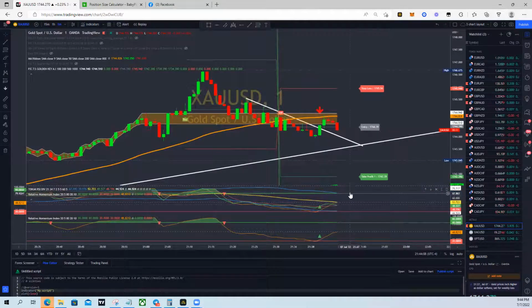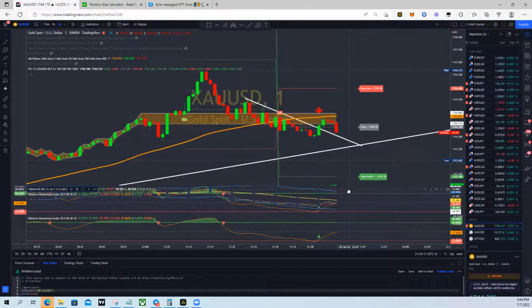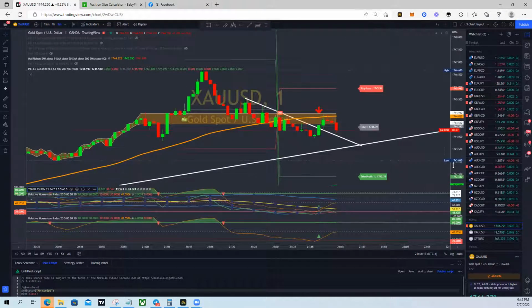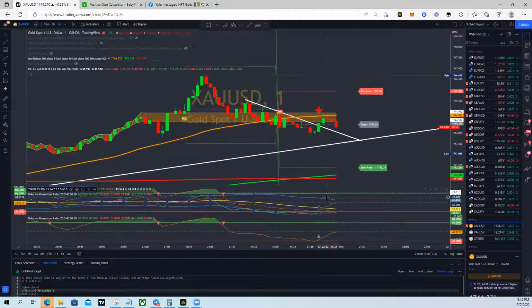I need to find my... We just needed to close out of the zone. There you go. We need to get back out of that zone. That was a good sell.